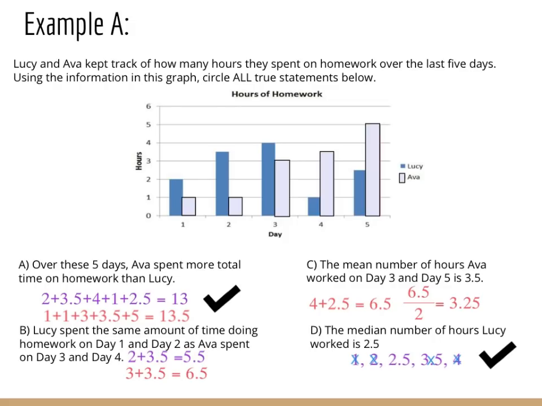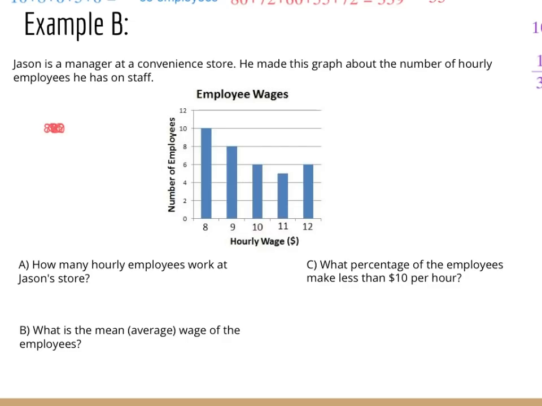Let's go ahead and take a look at example B. Here we are at example B, and it says Jason is the manager at a convenience store. He made this graph about the number of hourly employees he has on staff. This graph would be important to Jason so that he knows how much he's paying his staff, who needs to be promoted, who maybe needs to be demoted, and make sure that he's keeping track of expenses. So let's take a look at the questions that he wants to answer.